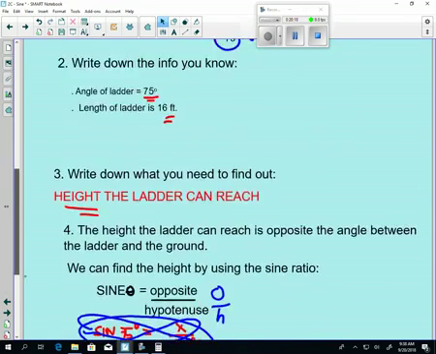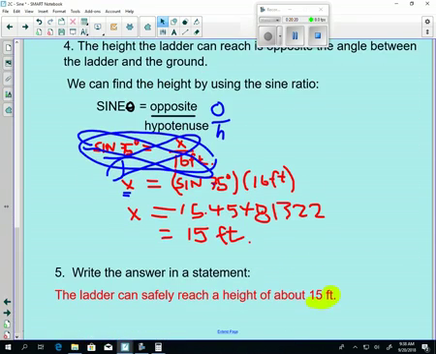And like all of these questions, once I solve it, I write it down in a statement. The ladder can reach safely a height of about 15 feet. All right? Any questions?